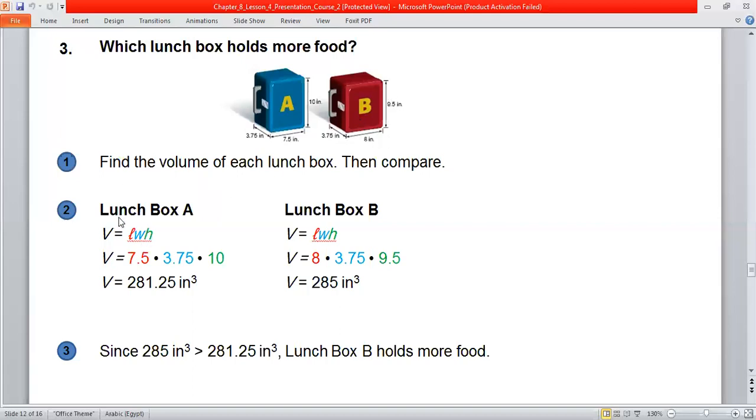Can you tell me how I can find the volume of lunchbox A? First, I will multiply length by width by height. So I will multiply the three together: 7.5 times 3.75 times 10.